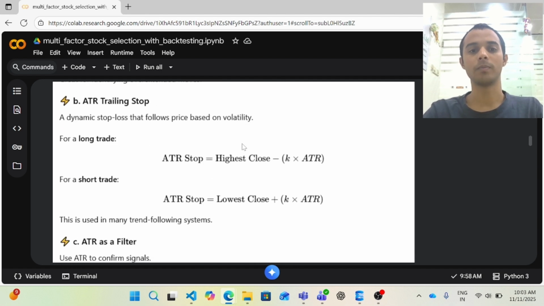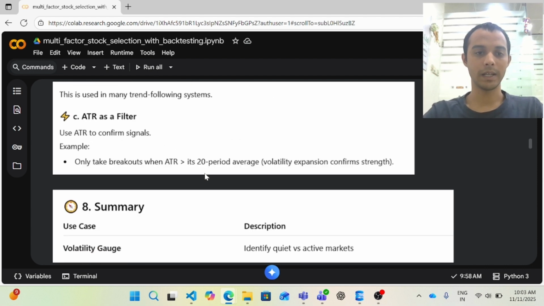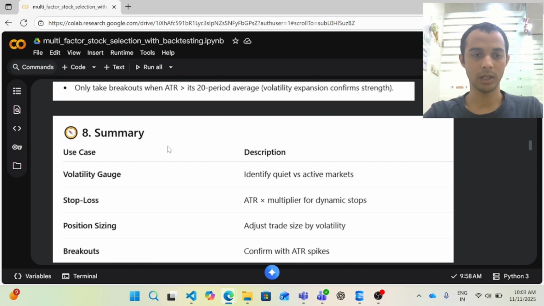ATR trailing stop. So the previous stop loss that we saw is, you put a stop loss and it will be there only. But trailing stop is a dynamic stop loss that follows your profits. Right? If the market is moving upwards, your stop loss will move with it, as you define it as the percentage of loss that you will take, not more than that, not less than that. Okay. And ATRS filter, not important.